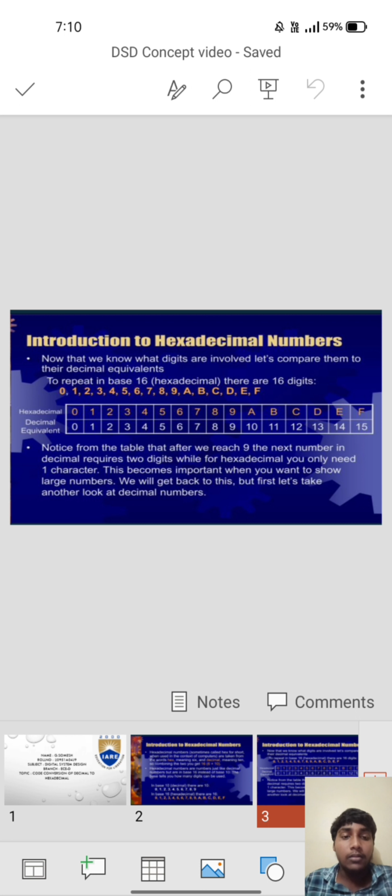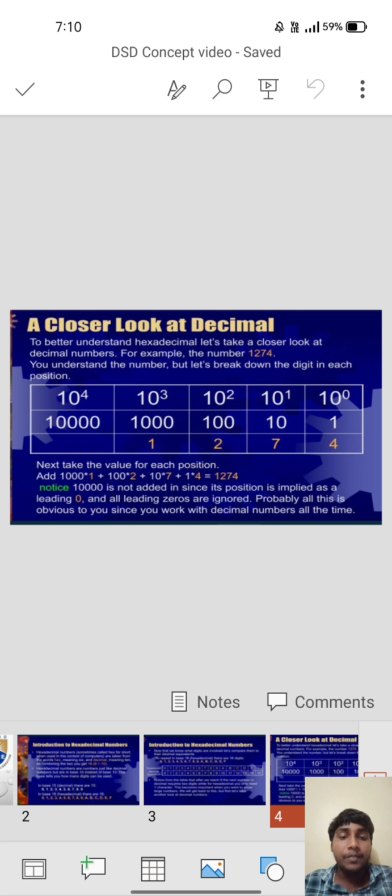We will get back to this, but first let's take another look at decimal numbers. A closer look at decimal. To better understand hexadecimal, let's take a closer look at decimal numbers. For example, the number 1274. You understand the number, but let's break down the digit in each position. Now you can see in the table how the number is broken down. Next, take the value for each position: ones, twos, sevens, and so on, and zeros.